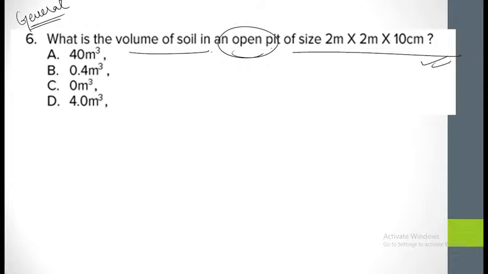Done, everyone? Quickly mark the answer for this. Okay. Others also quickly mark the answer for this particular question. It's a simple one. So, give it a try.